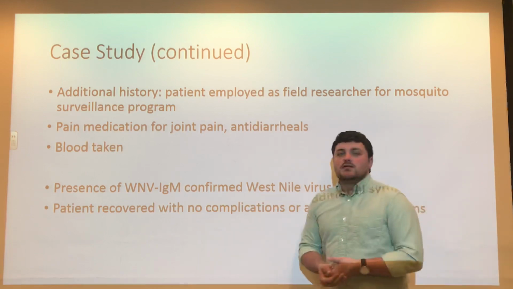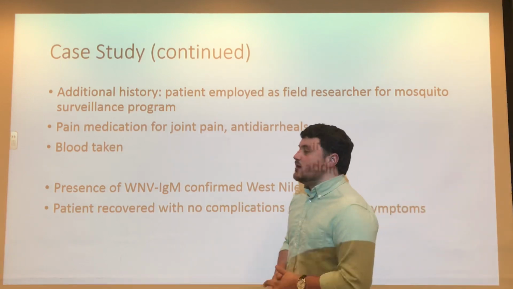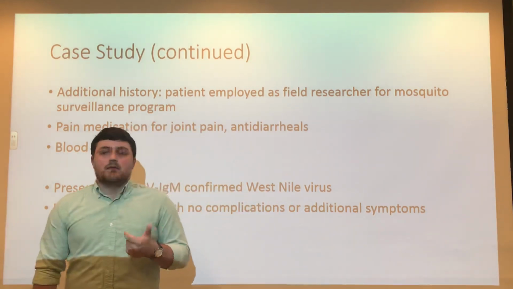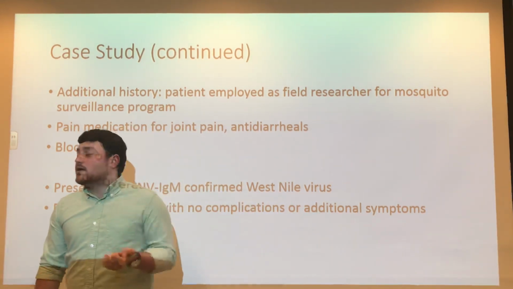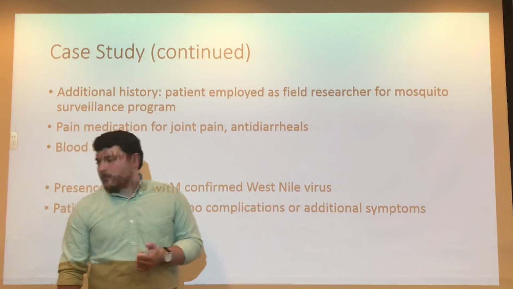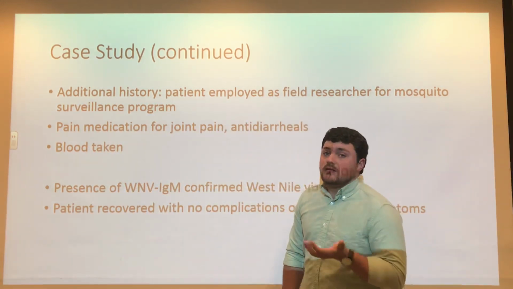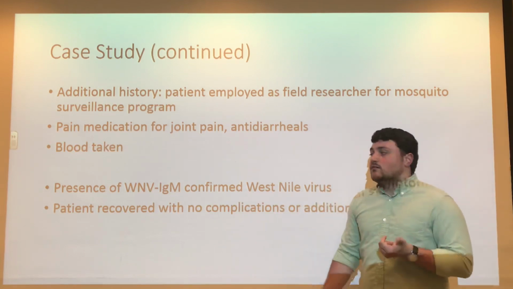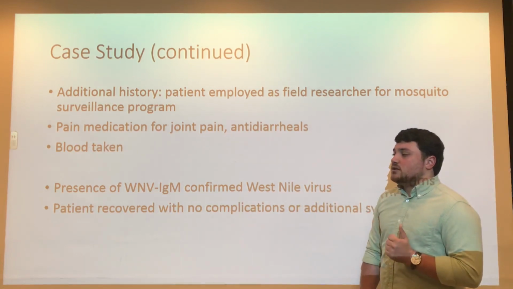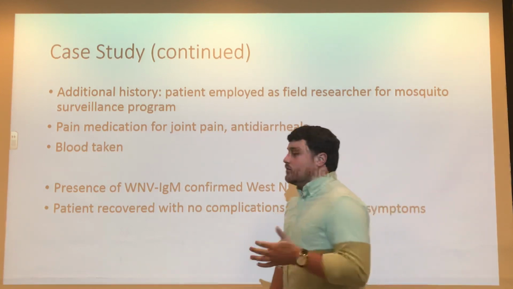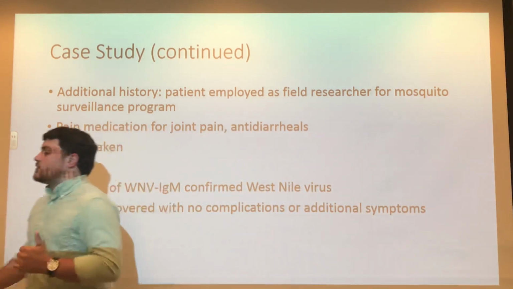The physician then took some blood and sent it off for testing and prescribed medications for the joint pain and for the diarrhea, excuse me. That blood came back positive for the presence of West Nile virus IgM antibody, confirming that it was a West Nile virus infection. Two weeks later, the patient was fine, and the infection had run its course with no serious complications.